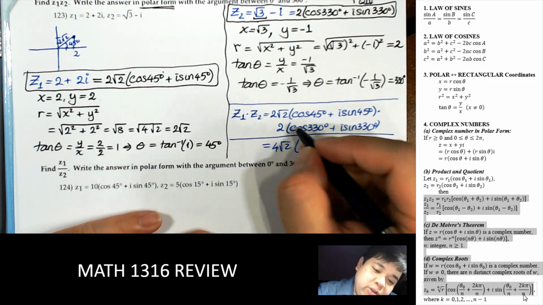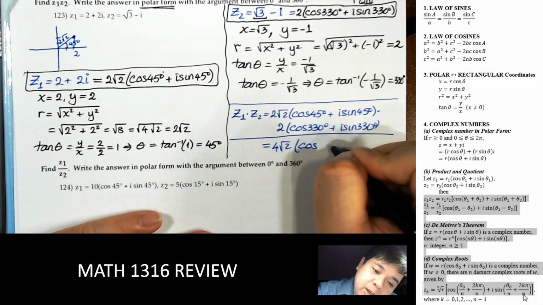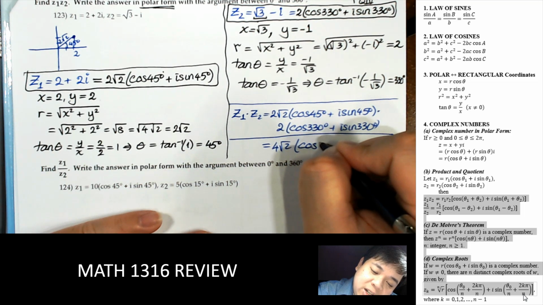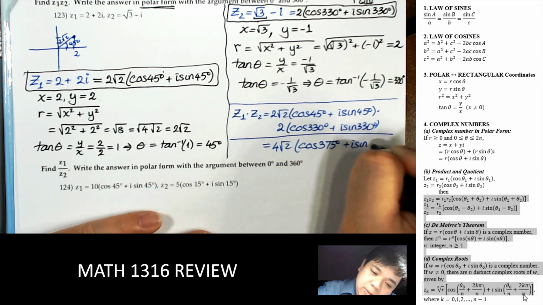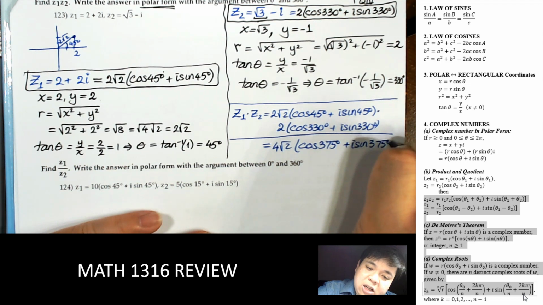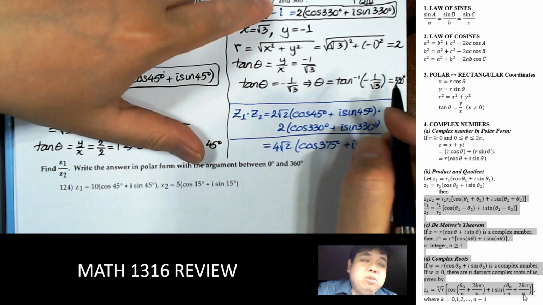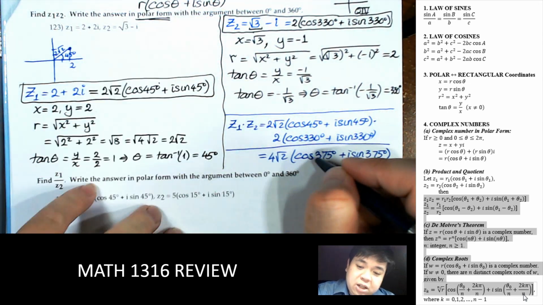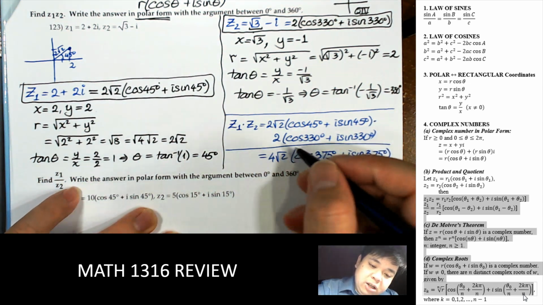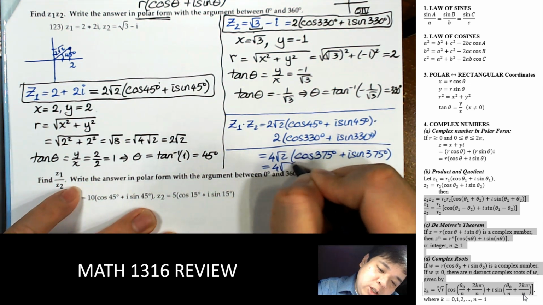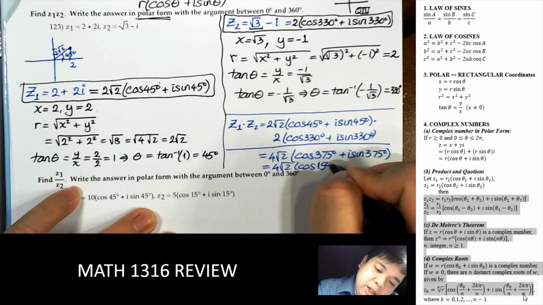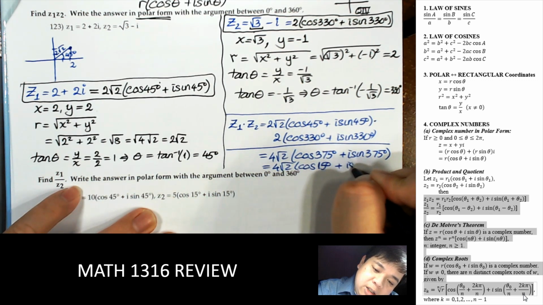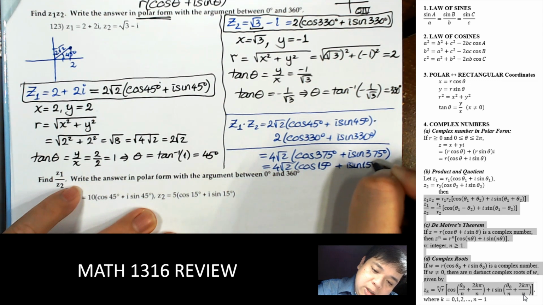330 plus 45 is 375. That is correct, but we want the answer between 0 and 360, so let's subtract 360 from this, and we have 4 square root of 2 cosine of 15 degrees plus I sine of 15 degrees.